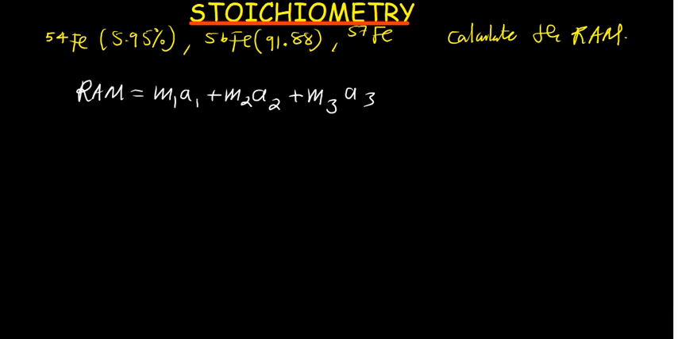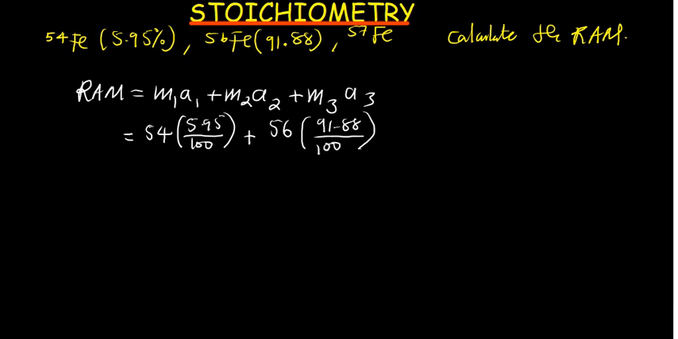Now that we've written the formula, we are going to get the mass for the first atom, that is 54, multiplied by the abundance we can see is 5.95, that is a percentage, so divide by 100. And then plus we go to the second mass, that is 56, the abundance, that is 91.88, divide by 100. And then the other one is 57, the abundance, well, we don't know the abundance.